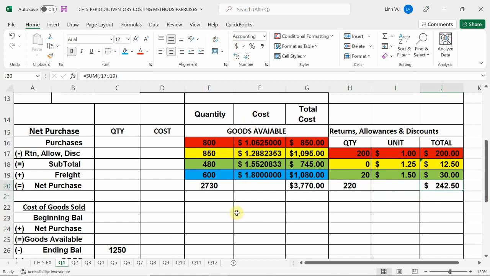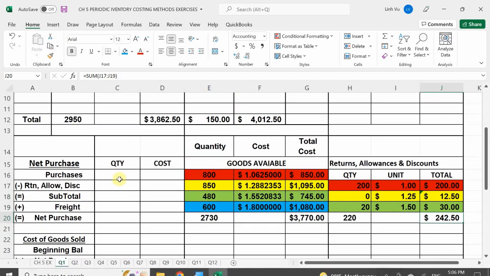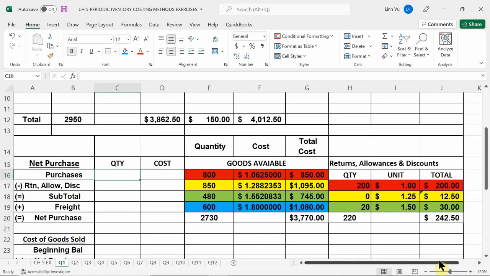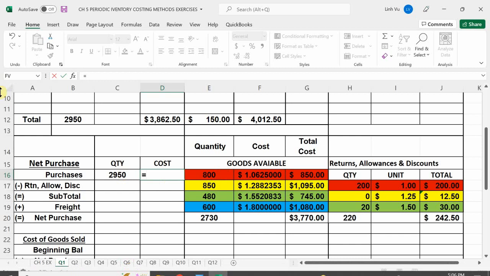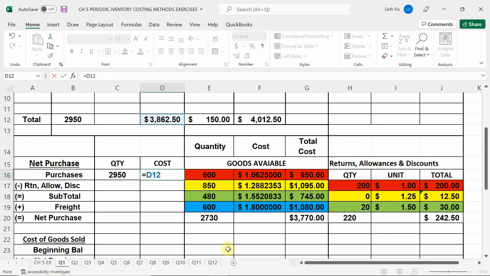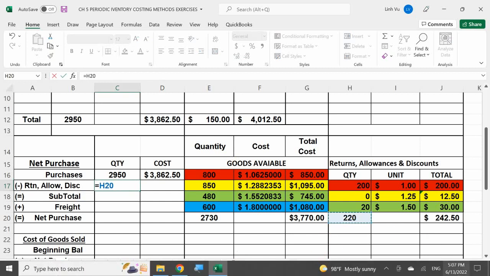So now that I've finished summing up all my totals, I can proceed to complete my inventory worksheet right here, bottom left. I made a purchase of inventory for 2,950 units at a grand total of $3,862.50. But I end up returning 220 units at a grand total of $242.50.